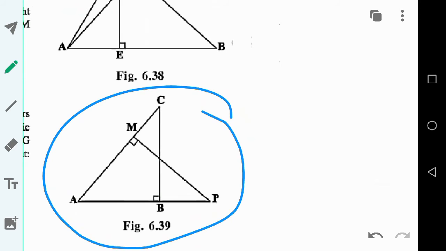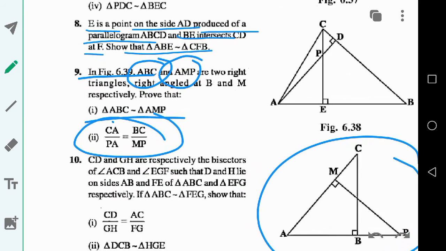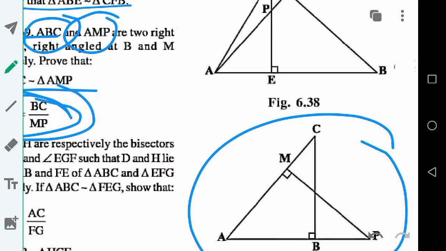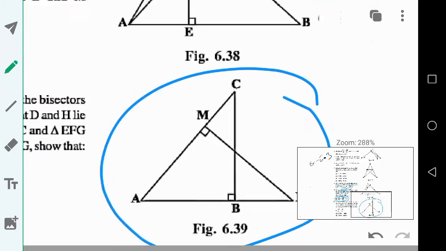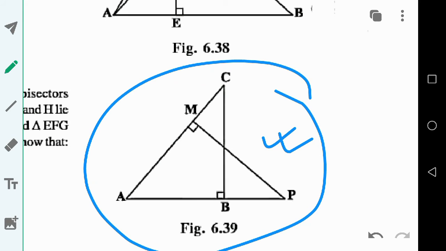Now you see, if we are able to show that these two triangles ABC and AMP are similar, then obviously these ratios will be equal, because CA by PA equals BC by MP. CA, PA and BC, MP are the sides of these two triangles. If these two are similar, then the ratios of their corresponding sides are definitely equal. Now you see how to prove these two are similar.